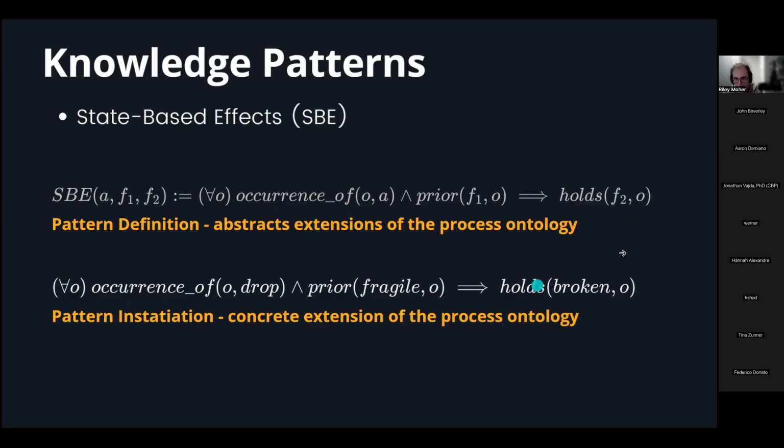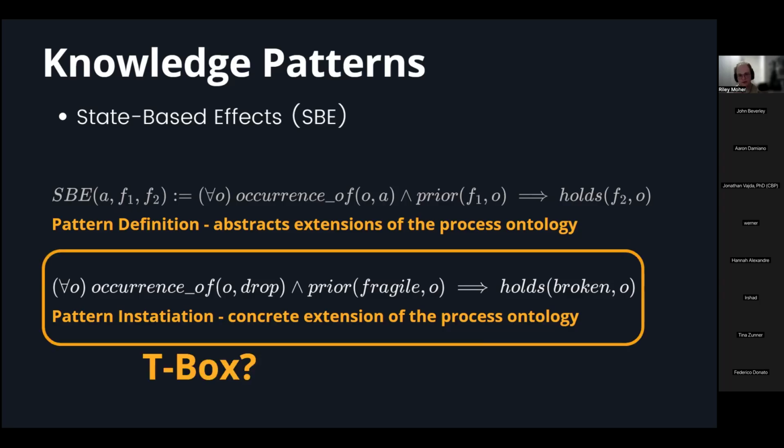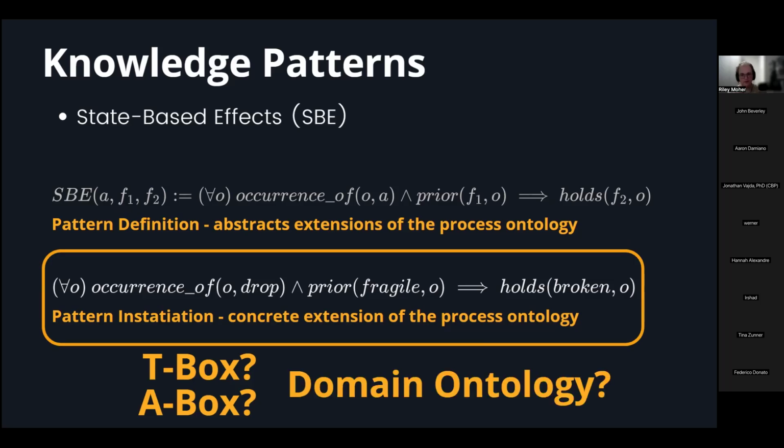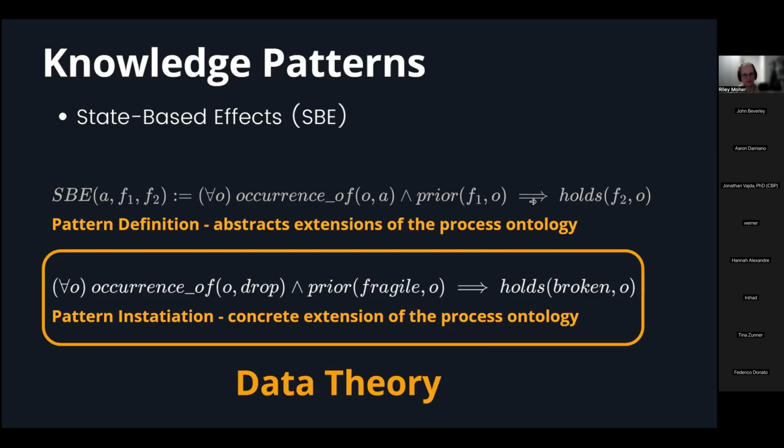Okay. So if we ask ourselves, in the traditional understanding of a knowledge graph or an ontology application, where this fits in our current ecosystem, right? Is this thing part of our T box? Is it part of our A box? Or perhaps we consider this part of a domain ontology. And for our purposes and the way that this is applied, we call this part of the data theory.